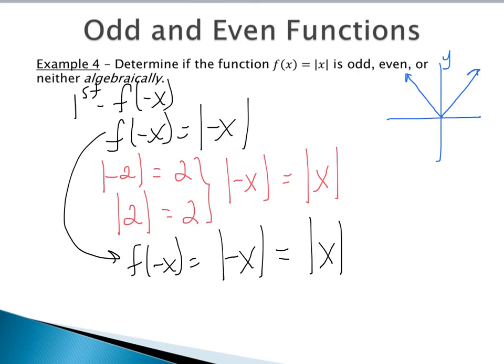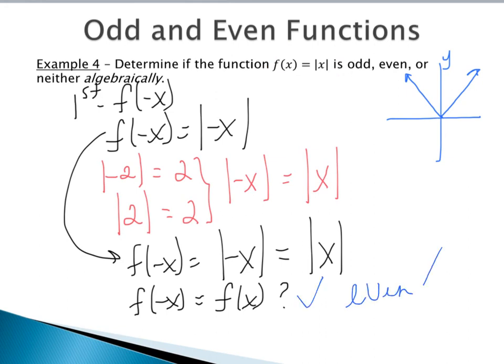At this point, then, we would say, okay, well, if it's even, then f of negative x should equal f of x. Looking at what we have, f of negative x equals the absolute value of x. Well, the original function was f of x equals the absolute value of x. Since they are equal, then we can say that the function is even, which means, as we saw from the graph, it is symmetric about the y-axis.